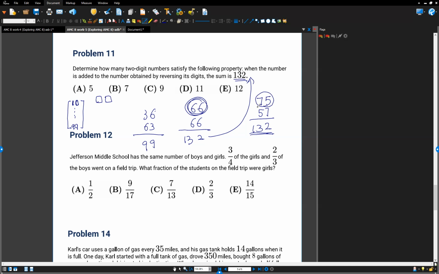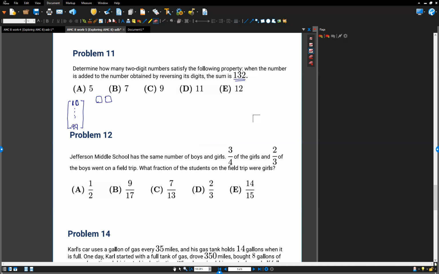How can you find all the other numbers? The first and the second digit have to add to 12. Okay, they have to add to 12. All right, very good. Now we can do 48. 48 is the one that works. It has to be two digits that add to 12. Yeah, that's true.